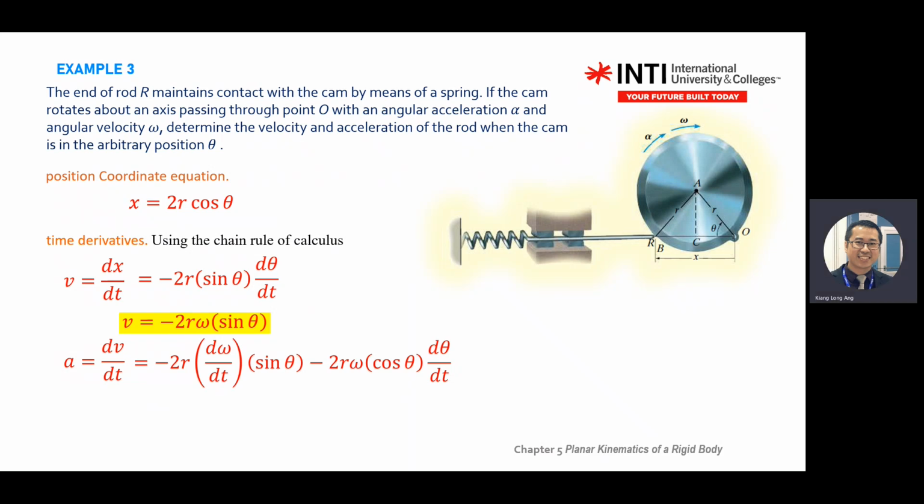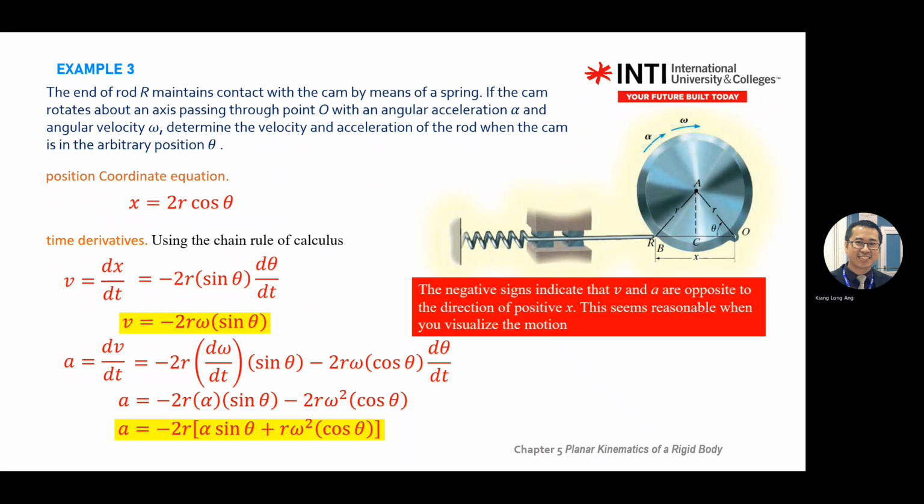Omega is velocity. What you get? You get acceleration. This one, d theta dt, velocity. So you get this one to alpha, this one to omega. So omega, omega, omega square. Then you rearrange, you get A. The reason it is negative is because V and A are opposite to the direction of S. Your V is negative, A also negative.